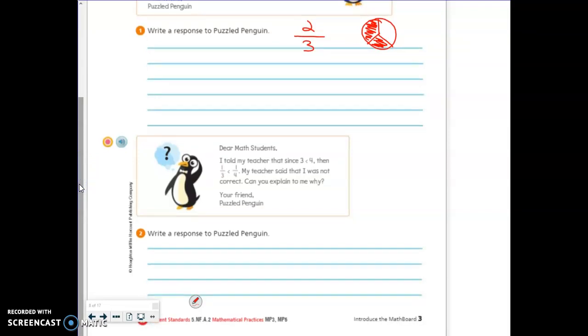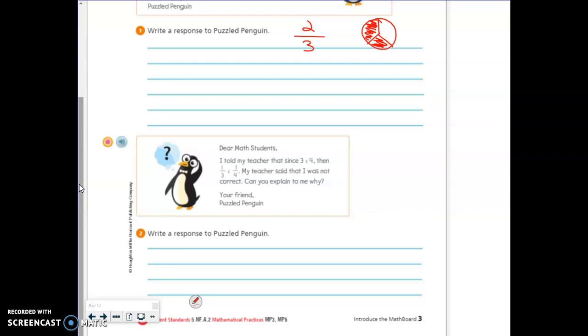Puzzle Penguin again, he's having a rough day. Dear math students, I told my teacher that since 3 is less than 4, then 1/3 has to be less than 1/4. My teacher said that I was not correct. Can you explain to me why? So again, this is one of those things about fractions that doesn't make sense.